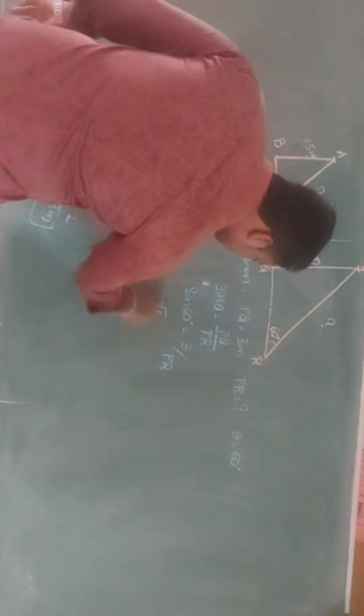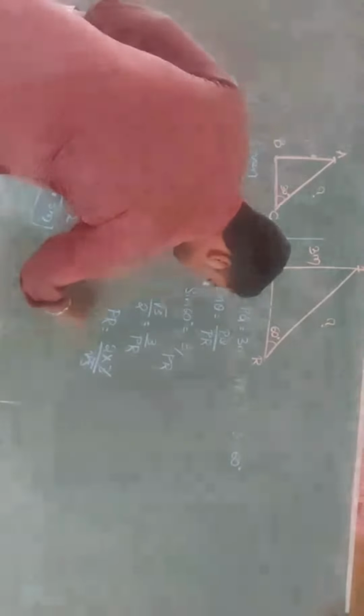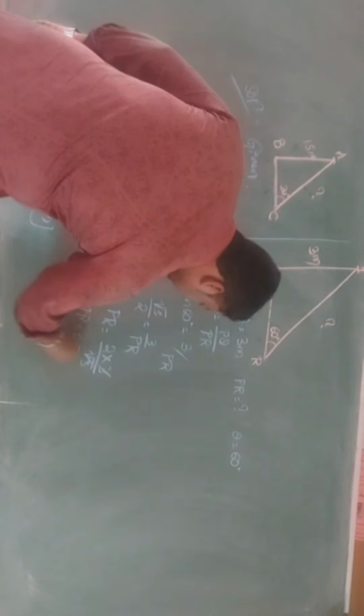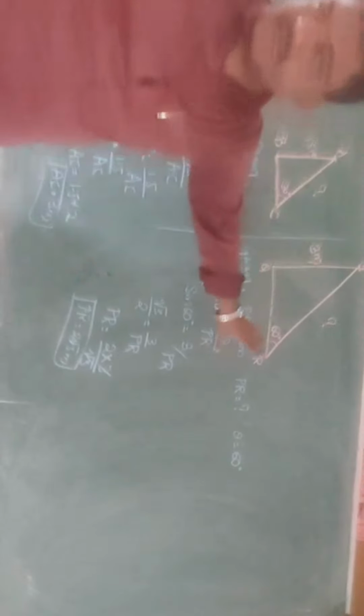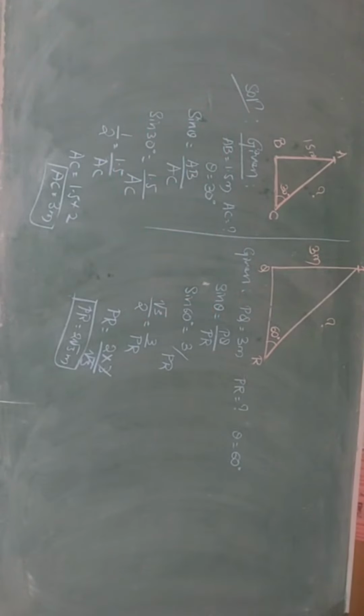Sine 60 is root 3 upon 2. Root 3 upon 2 is equal to 3 upon PR. So cross multiplication, PR is equal to 2 into 3 upon root 3. 1 root 3, 1 root 3, it cancelled. So PR is equal to 2 root 3 meter. So this is the length of the slide in the second case, for elder children.